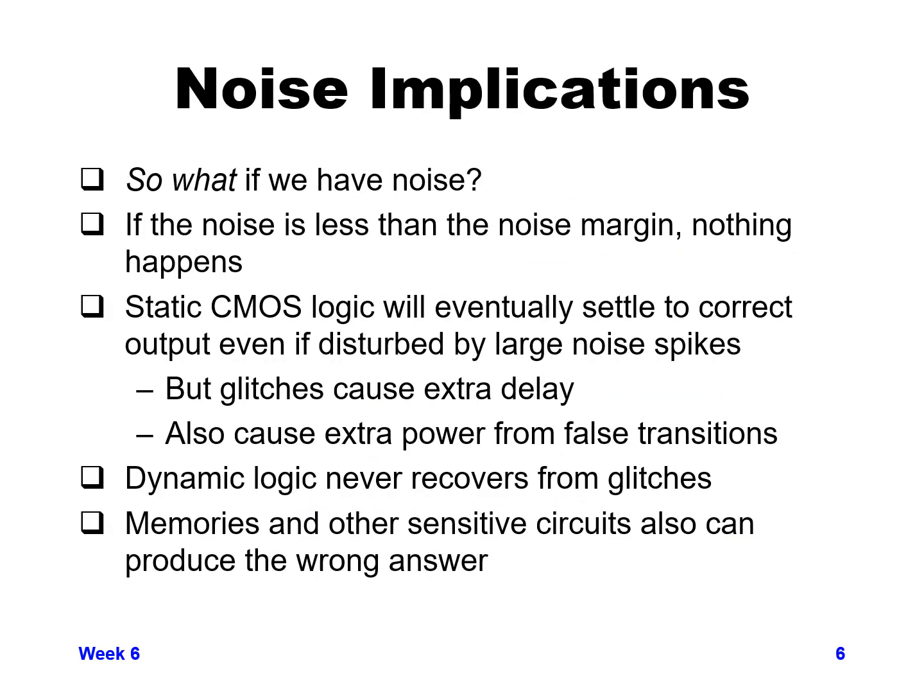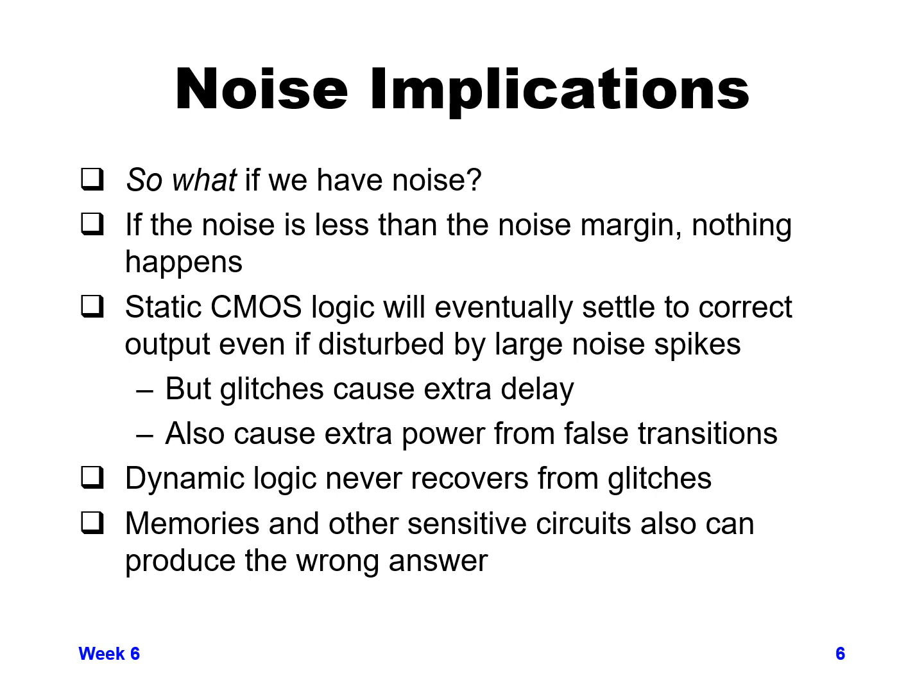Now you might ask, so what if we have noise? What's the big deal? So let's go through the implications of if you have noise on a wire. Now, first of all, if the noise is less than the noise margin of any receiving gates, such that, yeah, you could have a rise of 0.2 volts on a given input to a gate, but that 0.2 volts won't cause the output of that gate to switch. Basically nothing happens. It's really not a big deal, and we can tolerate that amount of noise.